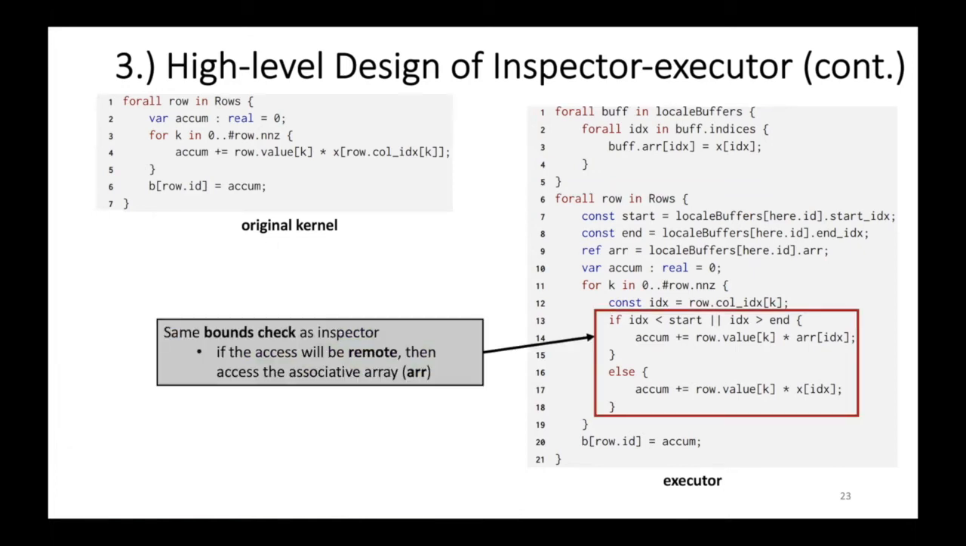And then lastly, here is the same type of bounds checking we did in the inspector. This is where we decide whether we should be looking up our value in the local associative array or getting it from the already local partition we own of X.